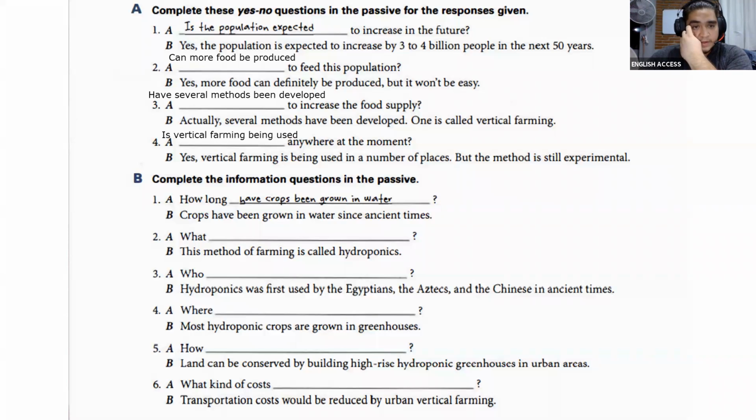Very good. Okay, now let's take 2 more minutes to finish part B. It is the same idea, the same instruction. Take a look at the answer so you can find the question. All right, take 2 minutes, please.